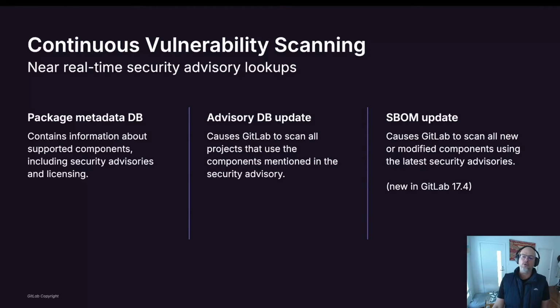CVS only works for projects whose dependencies are known to GitLab. When a CycloneDX SBOM report is declared as a CI artifact, GitLab stores the dependencies present in the report and associates them with the corresponding report. So how does it all work together?